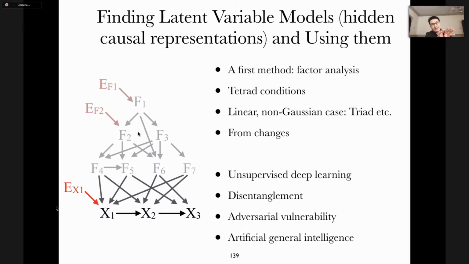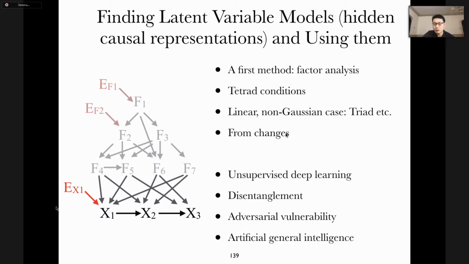This way, we can see the connection between different scenarios, and also we can generalize our representations, and we can also automatically fill in missing information and so on. So the essential step is how we can build this hidden deep causal structure, right? By analyzing only the observed variables. A first method is factor analysis. It does not work here. And you can use the tetrad condition in the linear Gaussian case, and you can also use the triad condition and others in the linear non-Gaussian cases, and you can discover such structure from distribution changes.